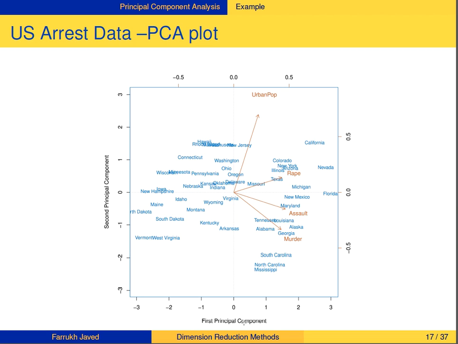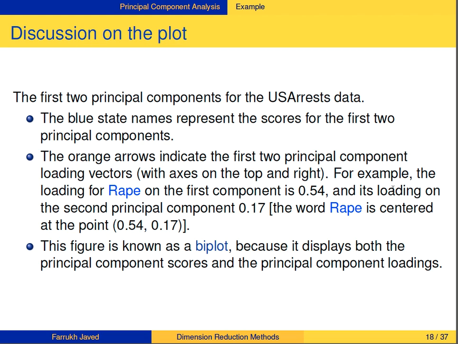So first principal component and second principal component. By the way, these values are actually the loadings. These are the loadings of principal component number 1, and these are the loadings for principal component number 2. And these are the states, the whole 50 states of USA, and here lie the 4 variables. So let's see what it actually tells us.